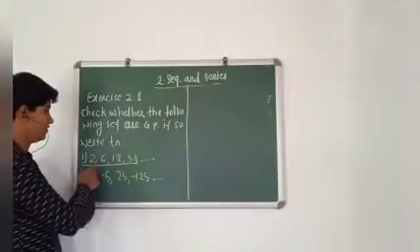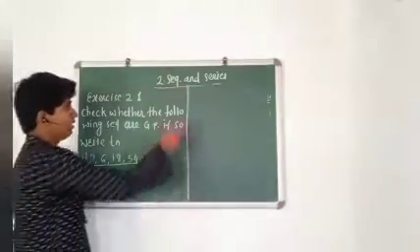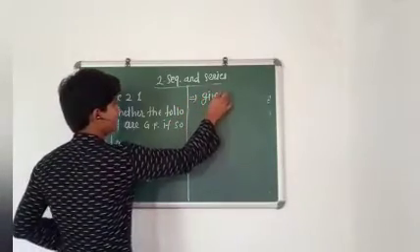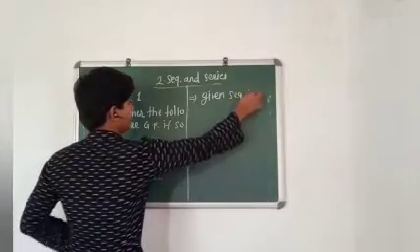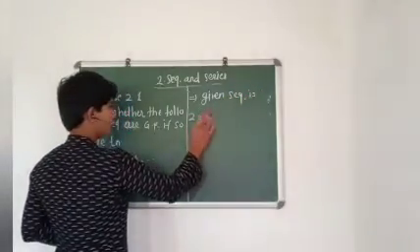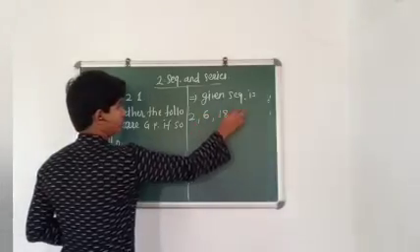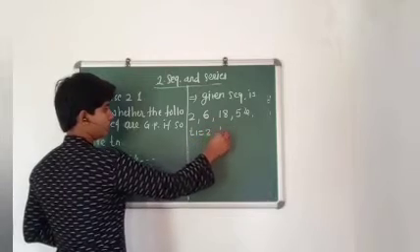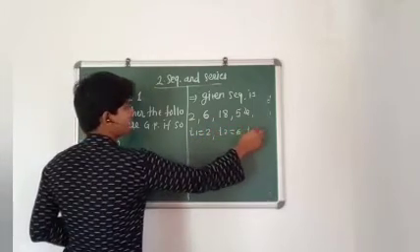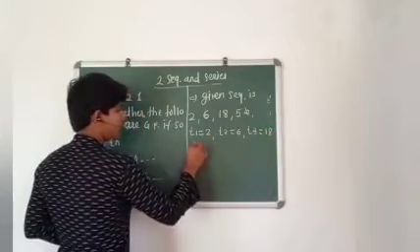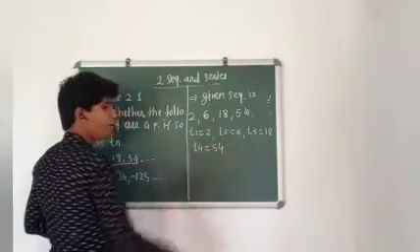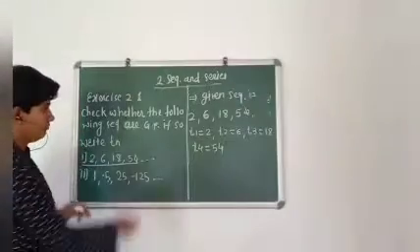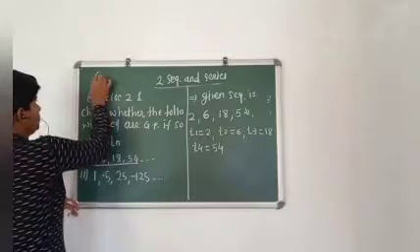First, identify whether the given sequence is a geometric progression or not. Here the answer: the given sequence is 2, 6, 18, 54. So the first term of this sequence T1 is equal to 2, T2 is equal to 6, T3 is equal to 18 and T4 is equal to 54. Before that, you have to see what is meant by geometric progression.